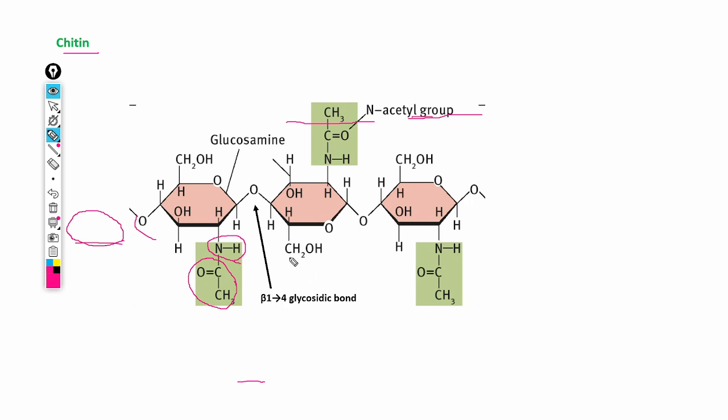Chitin is the second most abundant carbohydrate after cellulose. Cellulose is the most abundant, and chitin is the second most abundant carbohydrate after cellulose. So chitin is present in the cell wall of fungi. It is also present in the exoskeleton of insects and crustaceans.